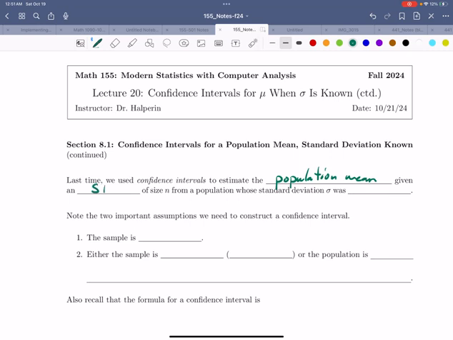Given a simple random sample, size n, from a population whose standard deviation sigma is somehow known. Again, this is a little bit unrealistic. Now, remember, we're making a couple of assumptions. The sample has to be random, otherwise it doesn't work. And either the sample is large, meaning n is greater than 30, or the population is approximately normally distributed.